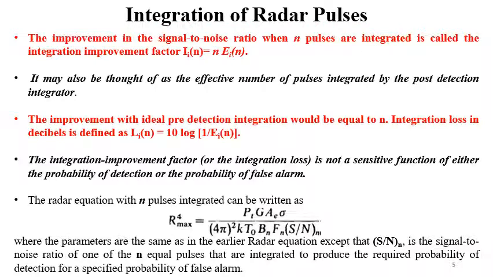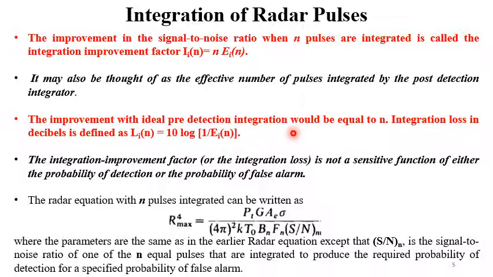The improvement in signal to noise ratio when n pulses are integrated is called the integration improvement factor, written as I_i(n), that is equal to n times E_i(n). So it may also be thought of as the effective number of pulses integrated by the post detection integrator. The improvement with ideal pre detection integration would be equal to n. Integration loss in decibels is defined as L_i(n) equal to 10 log 1 by E_i(n).